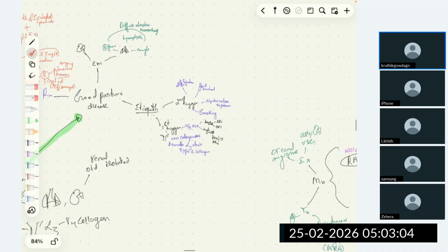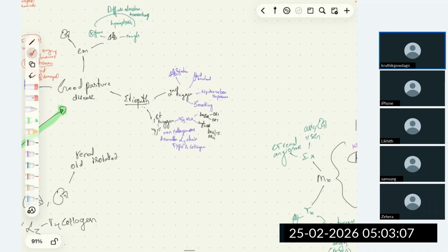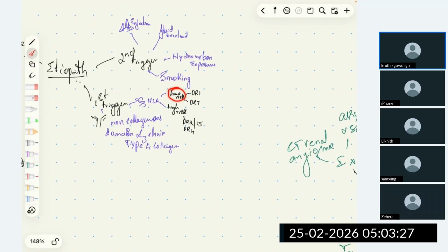Likewise here, the first trigger is production of antibodies against the non-collagenous domain of the alpha 3 chain of type 4 collagen. It is seen most commonly with HLA association. High risk HLA associations are HLA DR2, DR4, and HLA 15. Low risk associations are DR1 and DR7. You can remember these things. The first trigger is seen in predisposed individuals with HLA DR2 who are high risk, DR1 who are low risk.